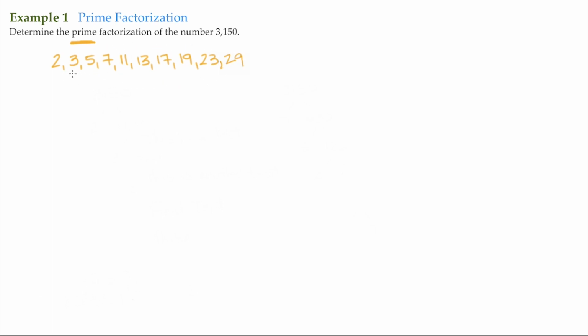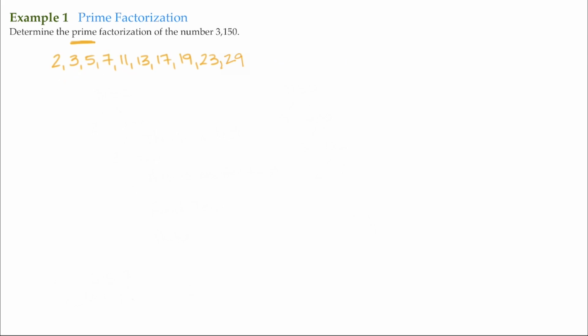And as you notice, all of these numbers are odd except for the first one here, number 2. That's the only even prime number. And it makes them prime because the only factors for 2 are 1 and 2. The only factors for 3 are 1 and 3. The only factors of 5, 1 times 5, 1 times 7, etc.